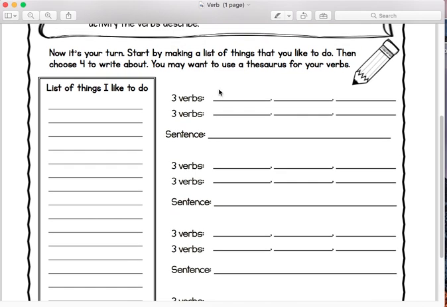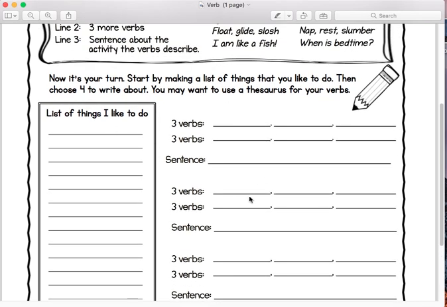So now this is your turn to write a couple of these poems. And again, make a list of things you like to do, all the action words, those verbs that you like to do, and then you can begin working on coming up with 3 verbs that are synonyms, meaning sort of the same thing, 3 more verbs, and then one sentence about what this poem is about.